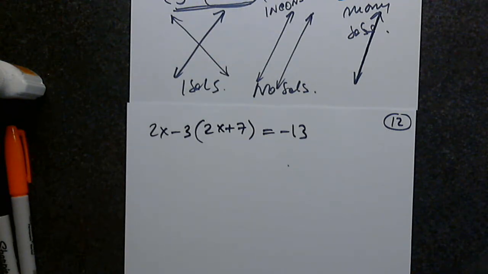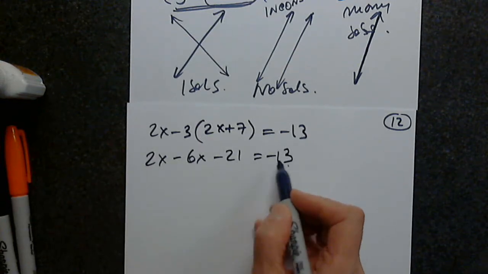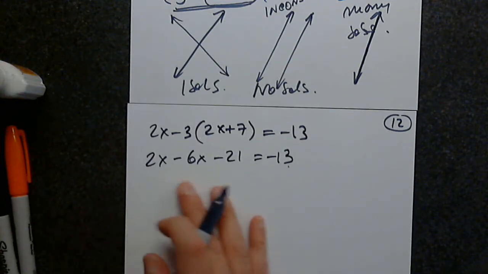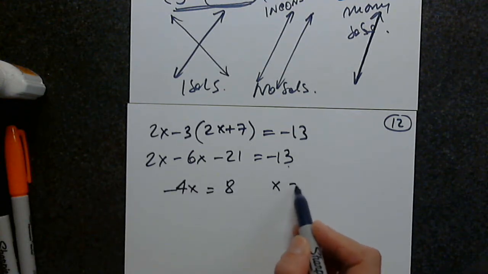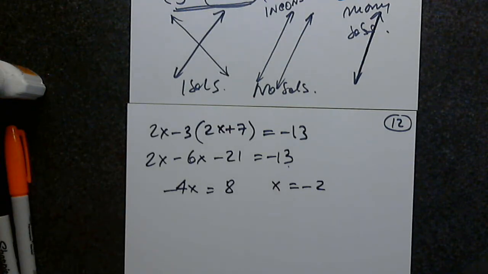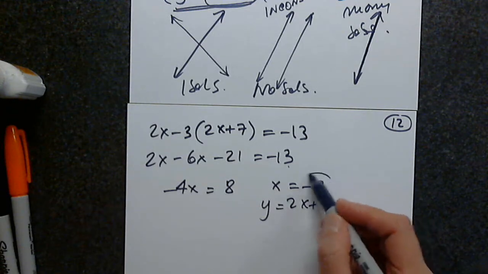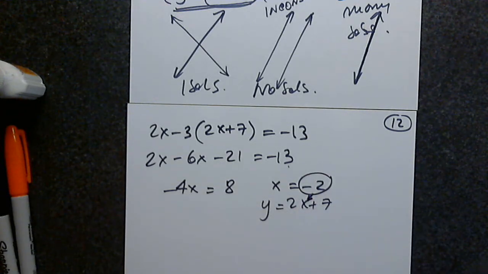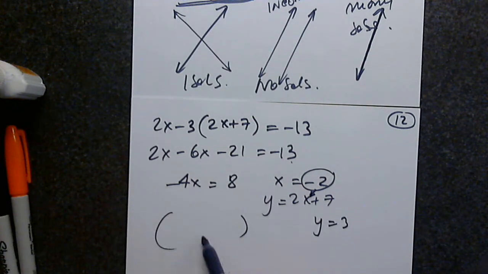So we have to distribute. This is 2x minus 6x minus 21 equals negative 13. Combine like terms: negative 4x equals 8. So x equals negative 2. And remember we had y equals 2x plus 7. All I have to do now is replace x by negative 2. So 2 times negative 2 is negative 4, and negative 4 plus 7 is 3.